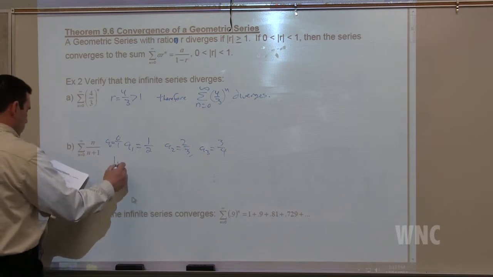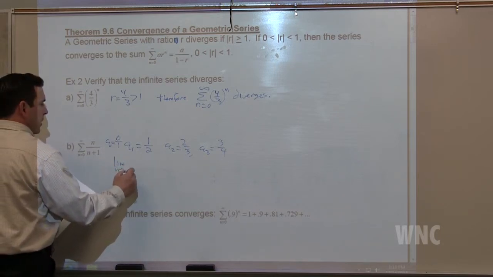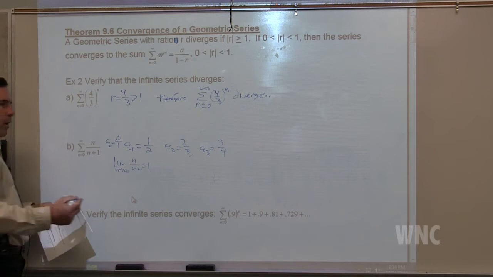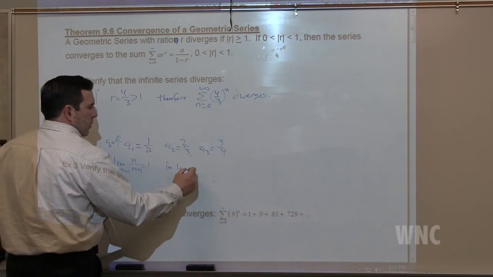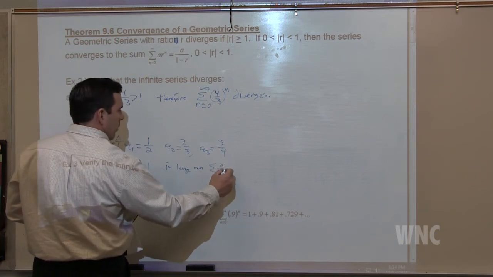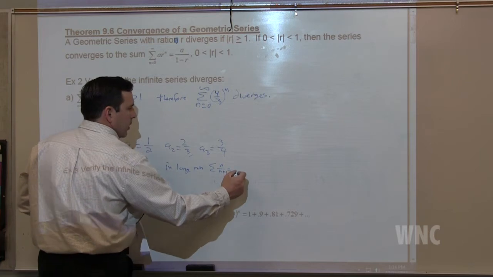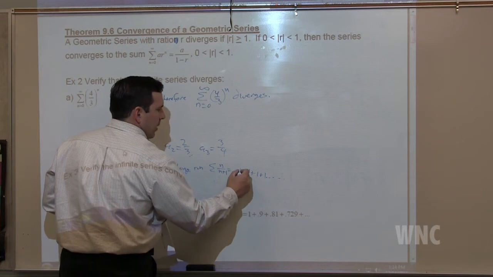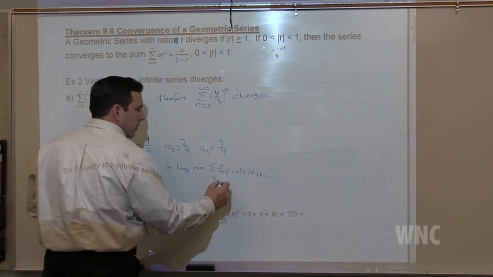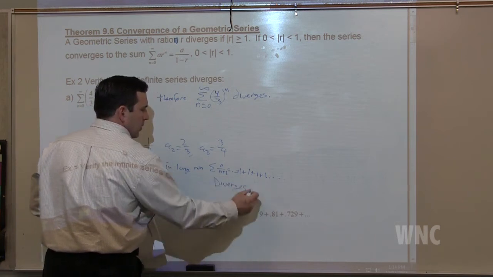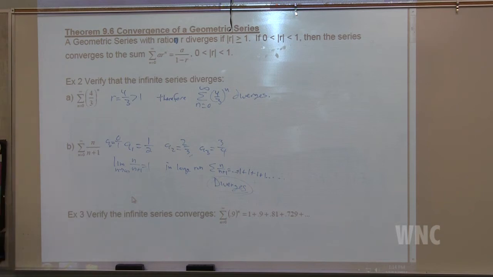The limit as n goes to infinity of n over n plus 1 equals 1. So in the long run, the sum of this n over n plus 1 is going to be 1 plus 1 plus 1 plus 1, an infinite number of times. So that means this diverges. Before we go to example 3, I need to move things up.